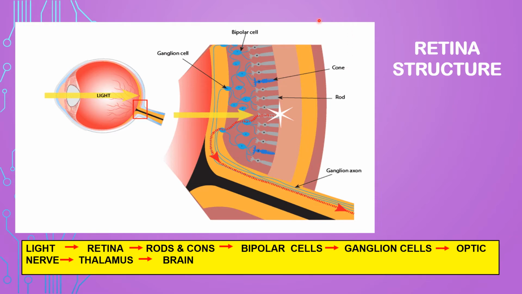The cones are located around the fovea. It is at the central point of the retina. So this is the structure and functioning of the retina. The light enters the retina, then it activates the neuron cells, rods and cones. Then the activation is spread to the bipolar cell, then the ganglion cell. Together it forms the optic nerve and via the thalamus the sensation is sent to the brain.